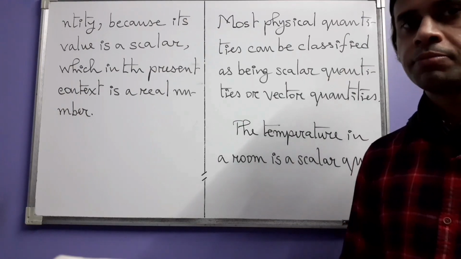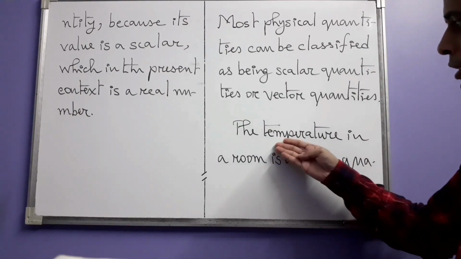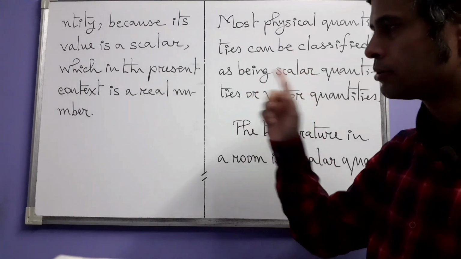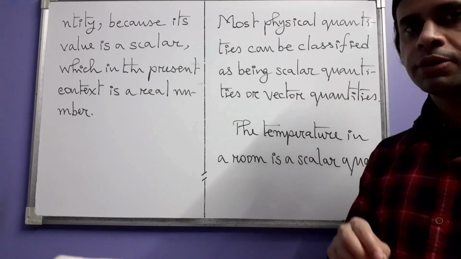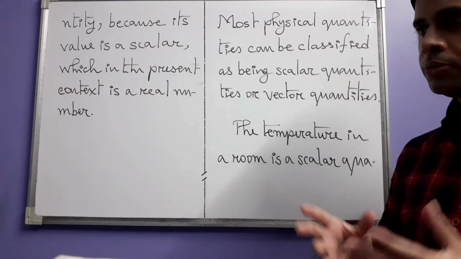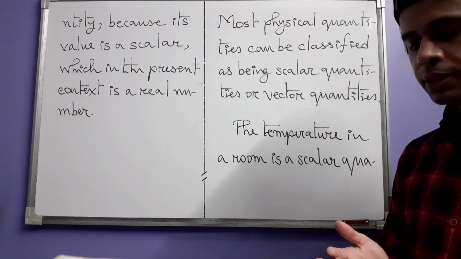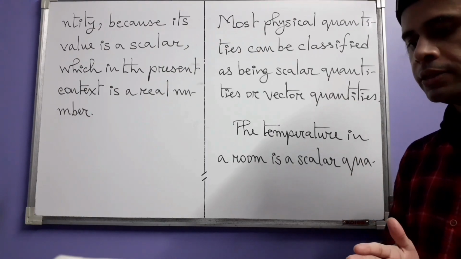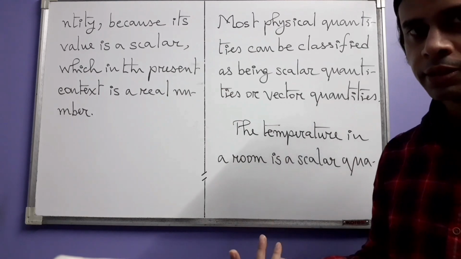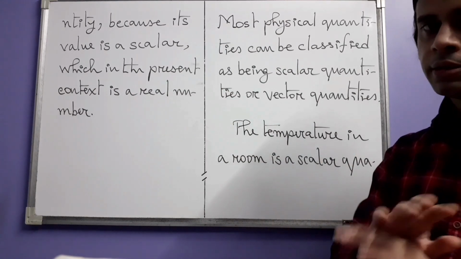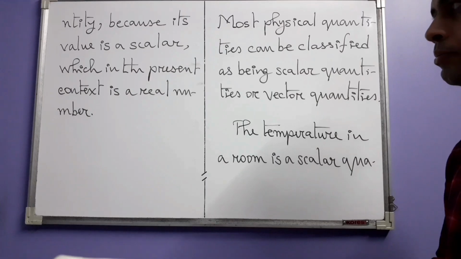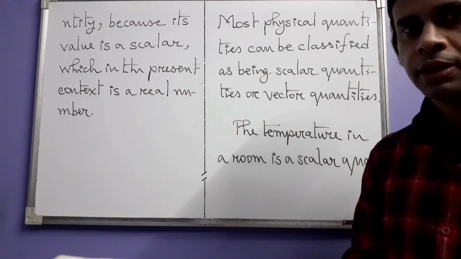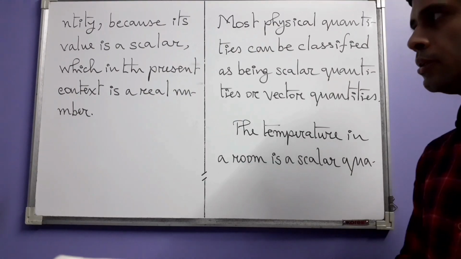So the first example of a scalar quantity the author has chosen is the temperature in a room, and it's a scalar quantity because its value is a scalar. That means you just have to specify one number along with a unit for its complete specification. There is no need for saying that temperature is this much and it's in this direction. That does not really mean anything. You just need the number and the unit, and that will specify it completely. And that number in our present context is a real number. It may be negative, temperature may be negative, but it's a real number.